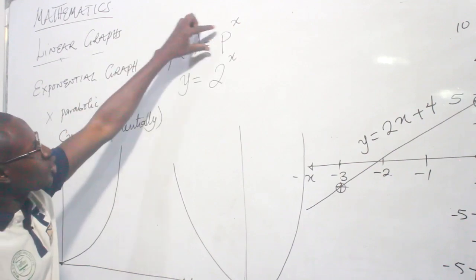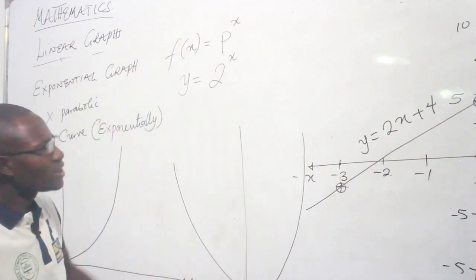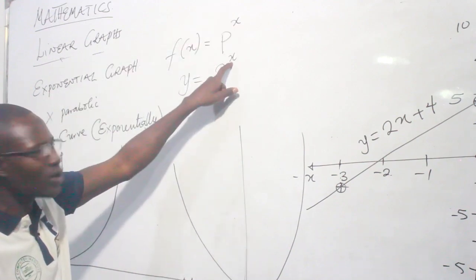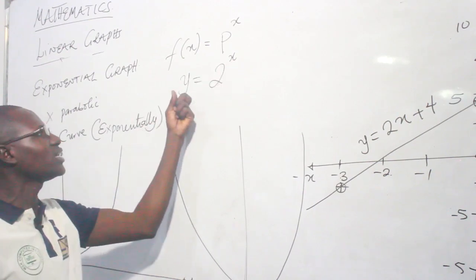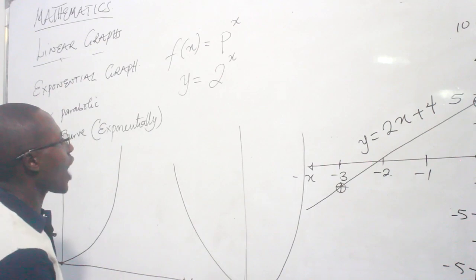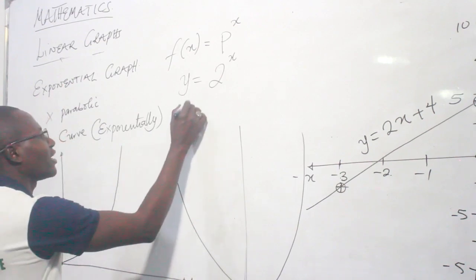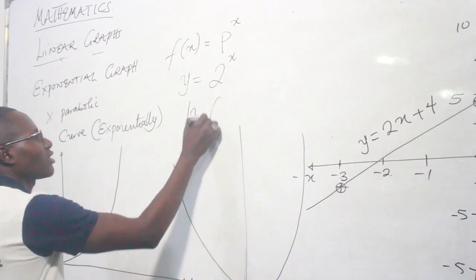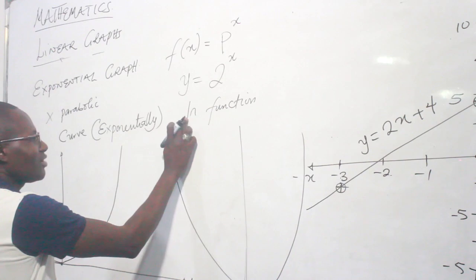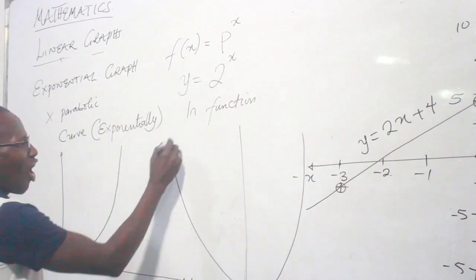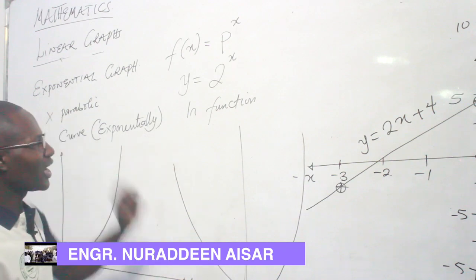So p is the same as 2, while x is the variable. In the same way, you can find the value of y if the values of x are given. That is why some people call it a log function, but it is called the exponential function.